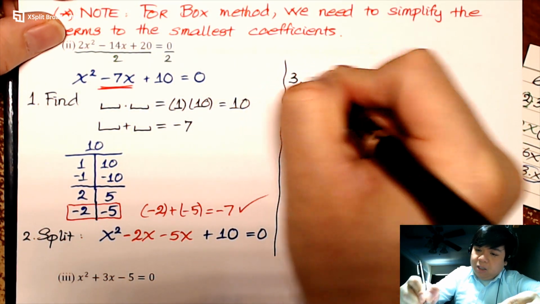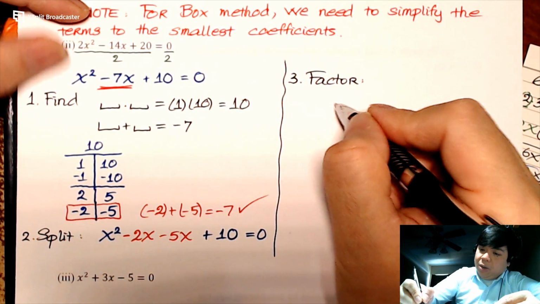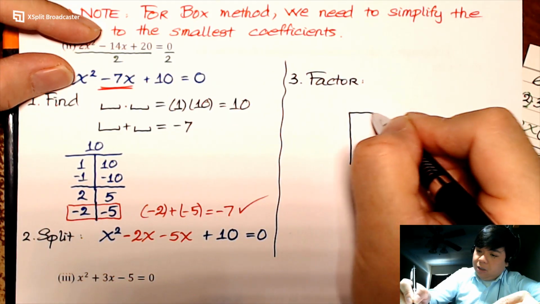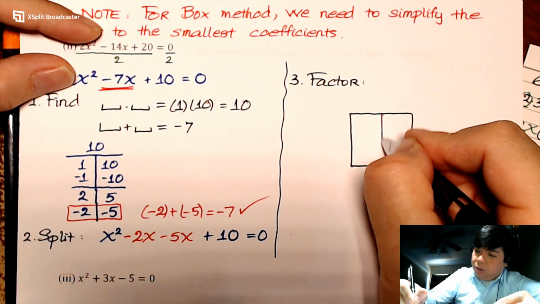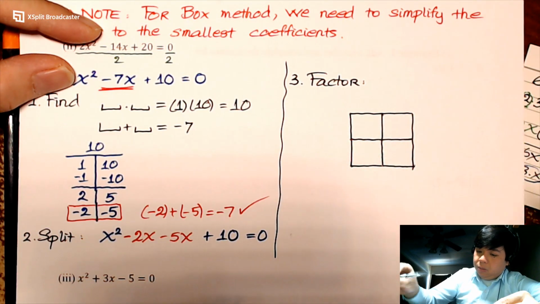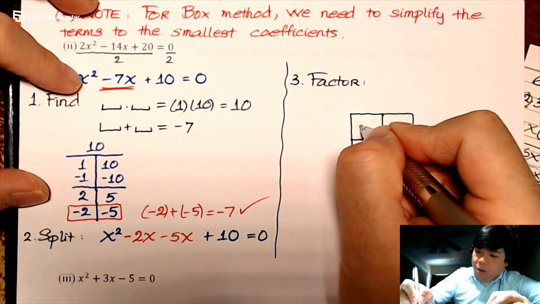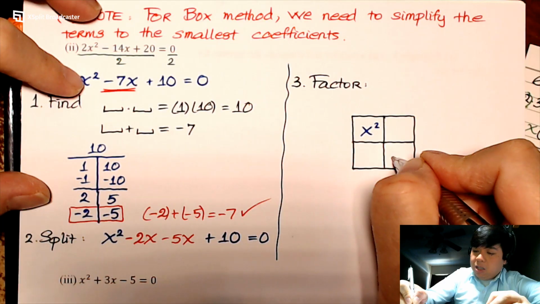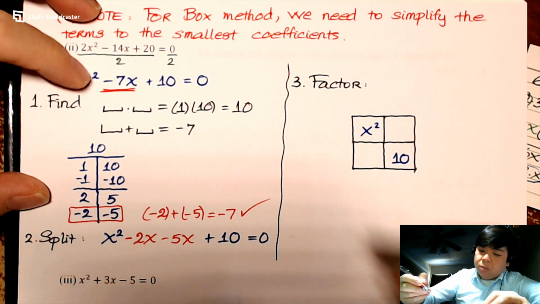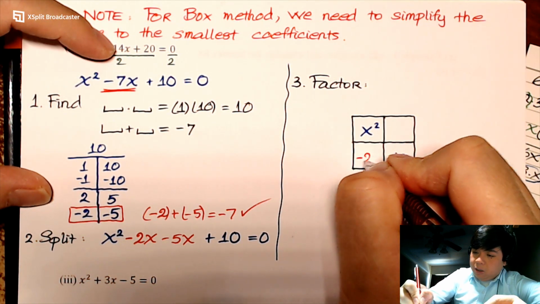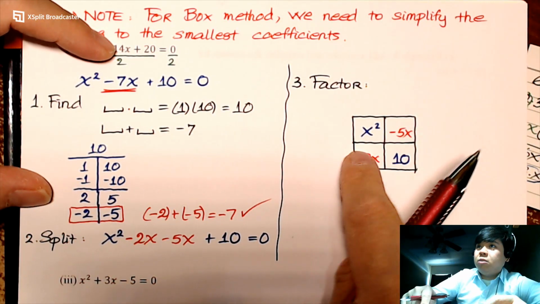Number 3. Factor. I use the box method here. x squared, plus 10, negative 2x, negative 5x. Yeah, we split into two terms.